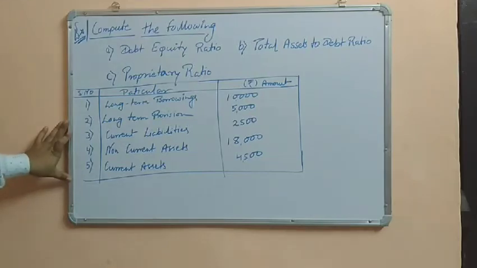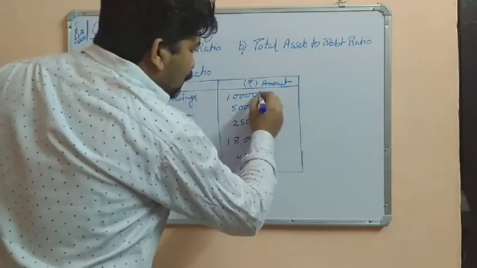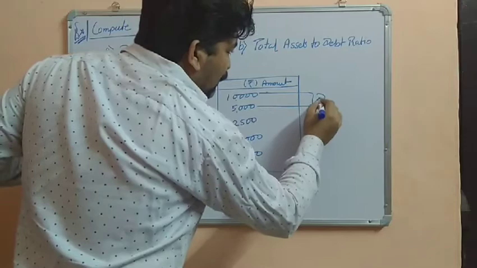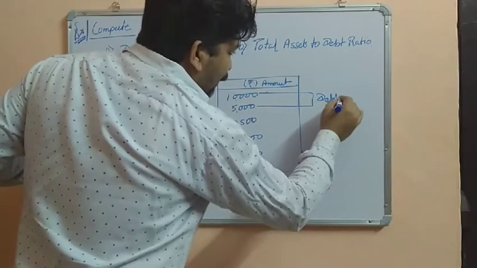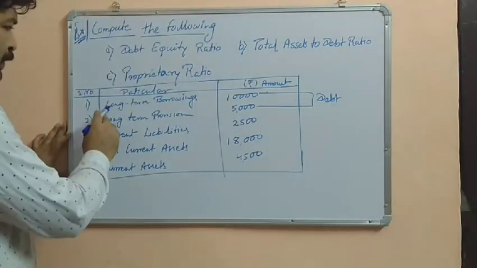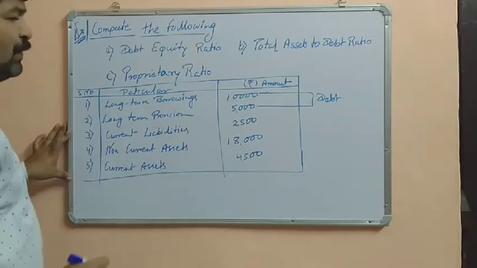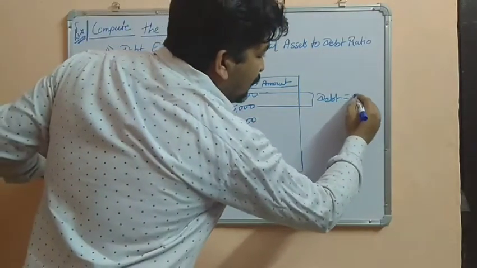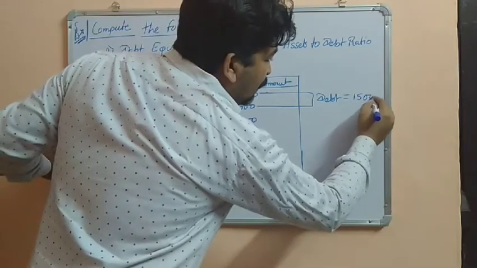Let us try to solve this problem. First of all we would find out the debt. So these two are equal to debt, long term borrowings plus long term provisions. So what is the value of debt? Debt is 15,000.